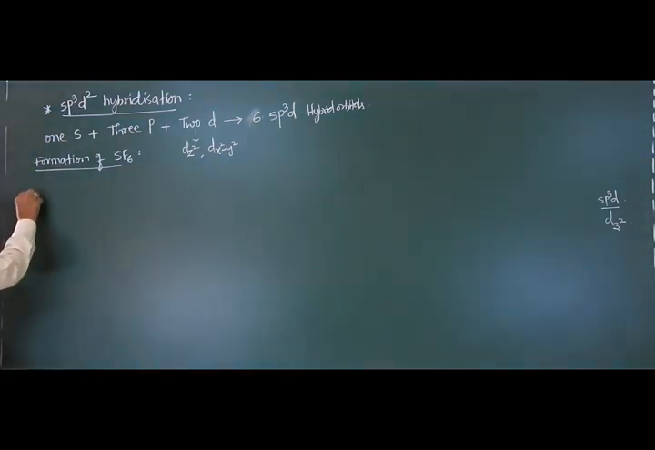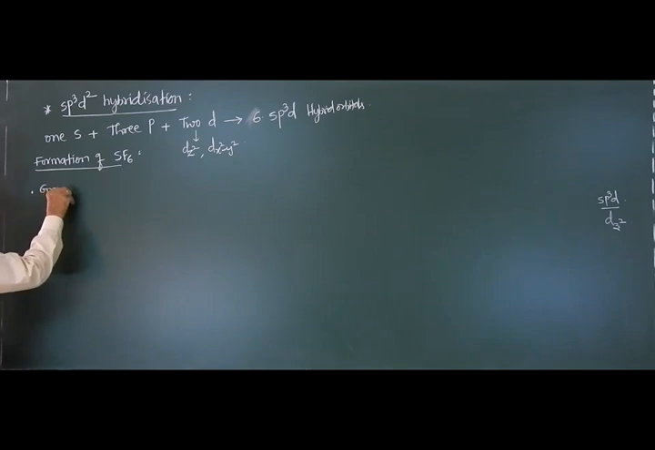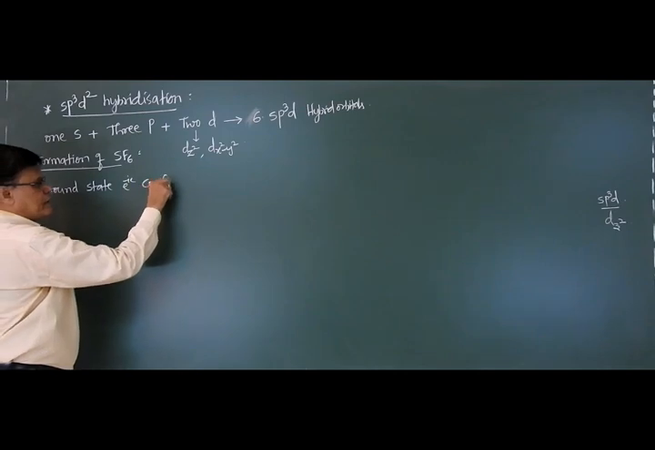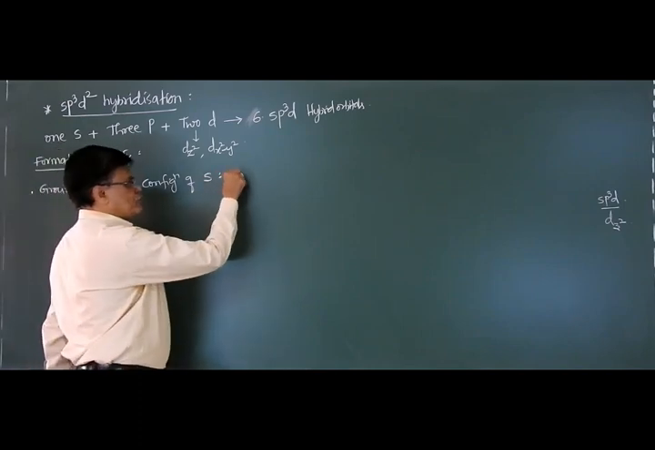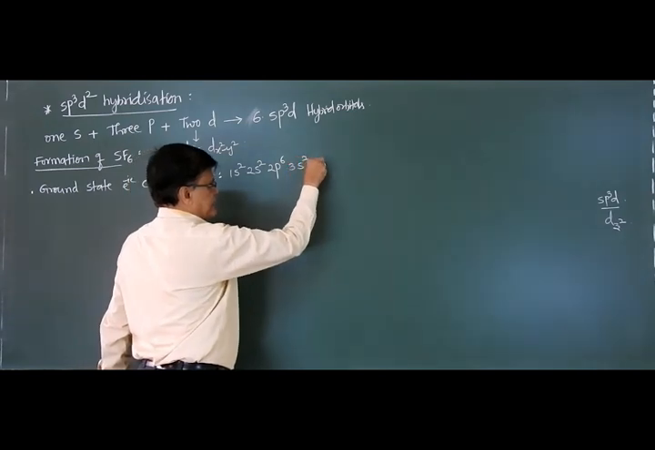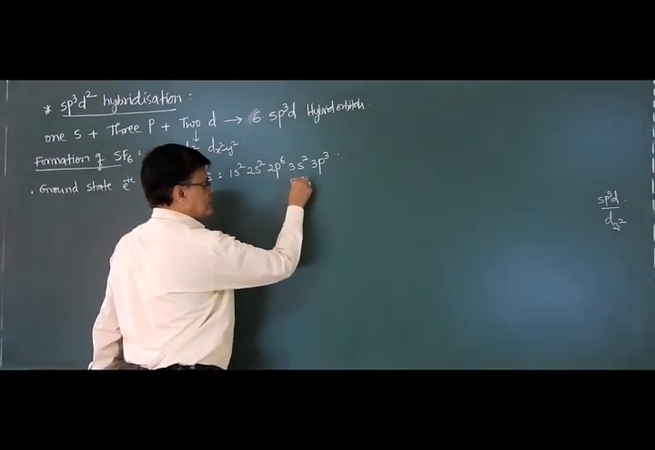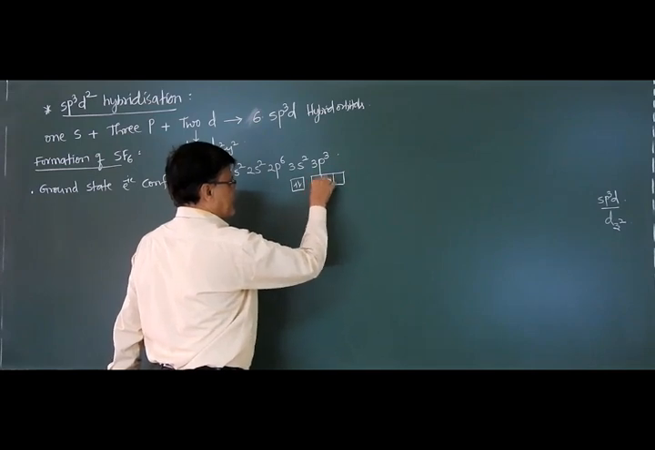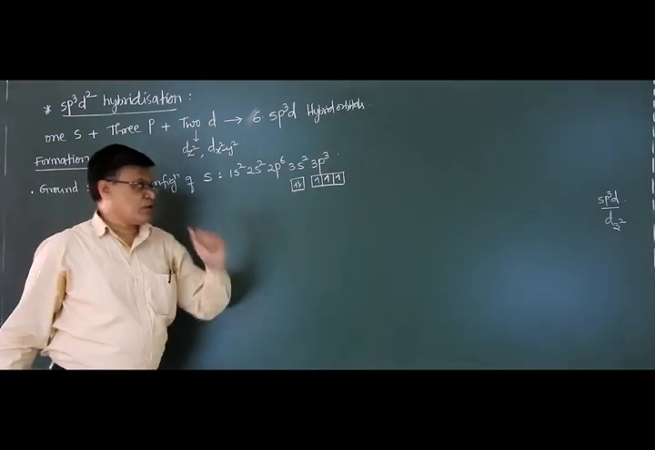Now write here the ground state electronic configuration of sulfur: 1s2, 2s2, 2p6, 3s2, 3p3. This is the ground state. 3s having 2 electrons, 3p having 3 electrons. Right?